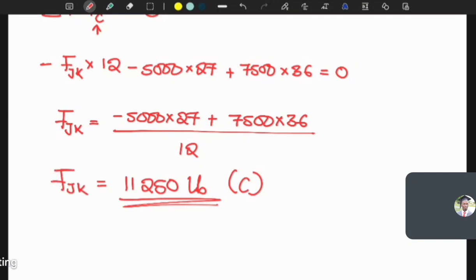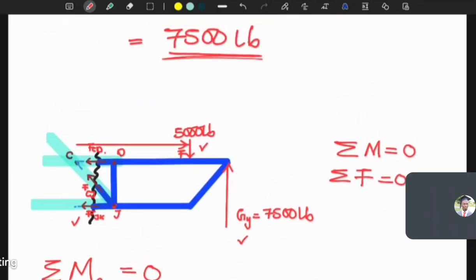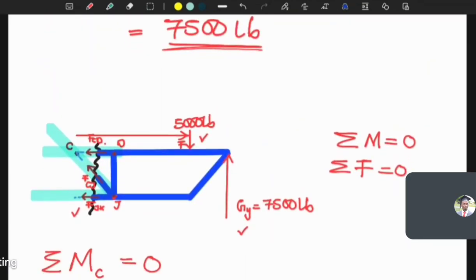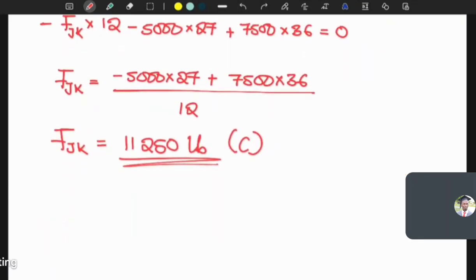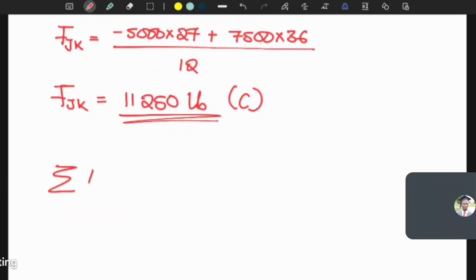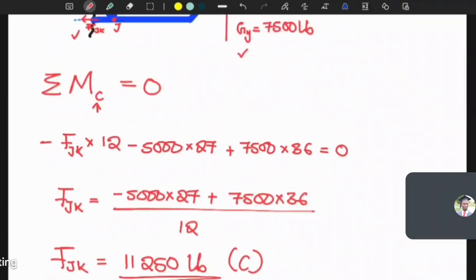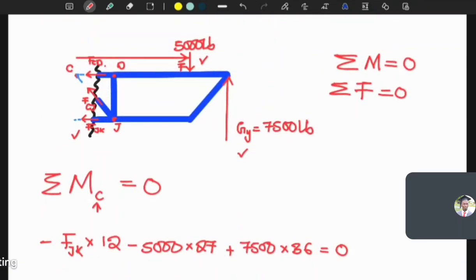So having found one of them, we can go back. What else can we find? Now we know what FJK is. Let's get the others. So now we can come to the point J. Again, for J, we're going to take moments about J equals 0. In the same way, we're picking J strategically because it makes our life easier.